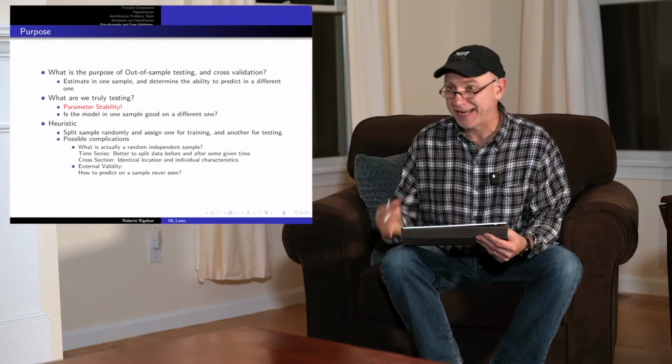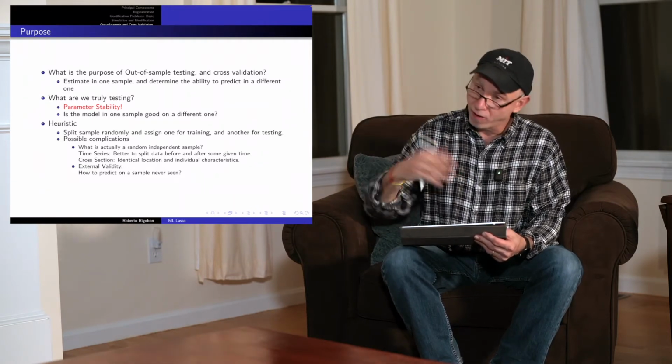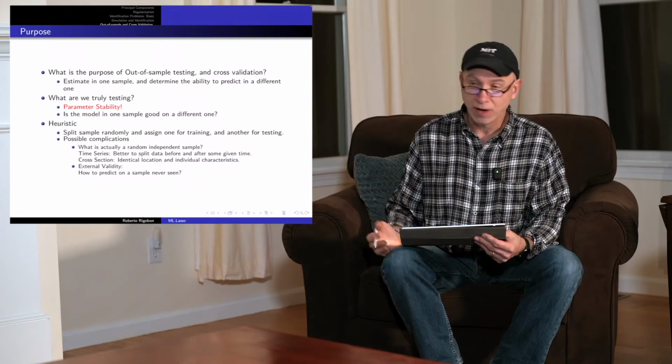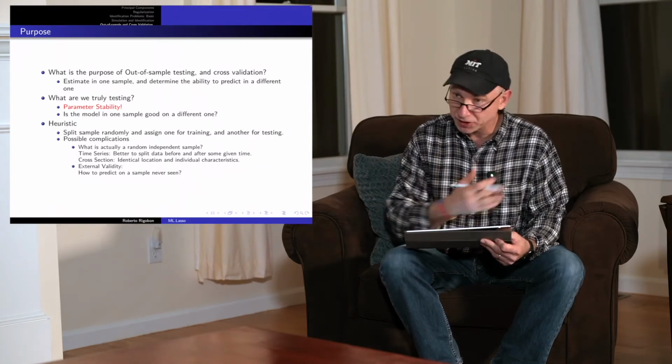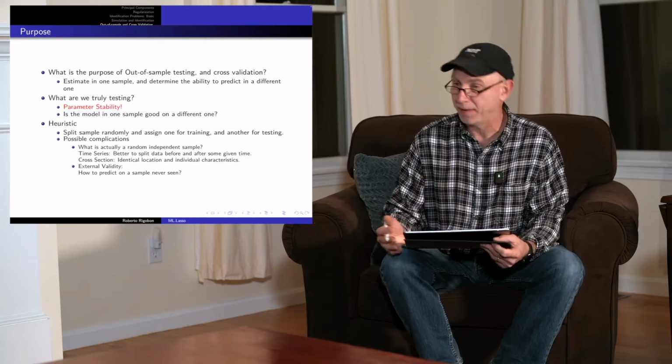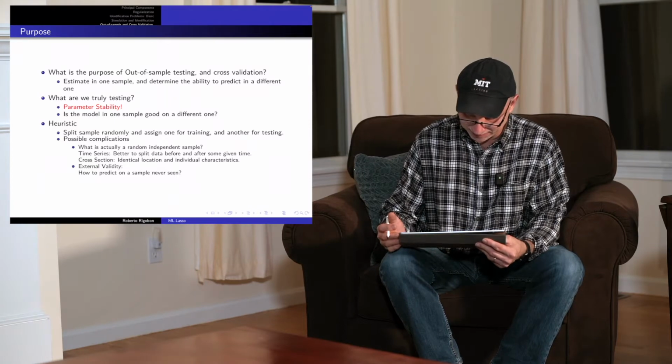The heuristic of almost all the out-of-sample and cross-validation is that we're going to split the data. Hopefully we split the data randomly, and the reason why we do that is to make sure that the two samples somehow are identical in every respect, except the fact that one belongs to the estimation part, the training, and the other one belongs to the testing part, the testing.